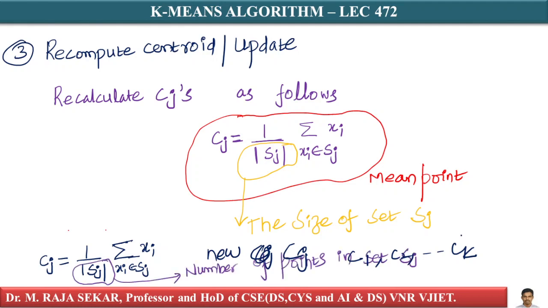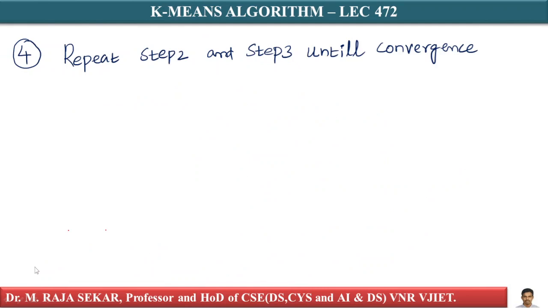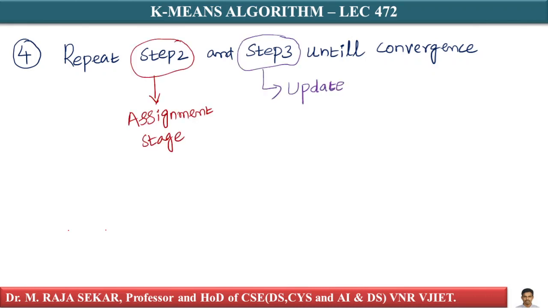Now, step 4. What does it mean? Step 4 is to repeat step 2 and step 3 until it converges. This is an iterative algorithm. We had an initialization stage, and step 2 is the assignment stage, isn't it? The initialization stage is not repeated. You repeat your assignment stage and you repeat your recompute stage.